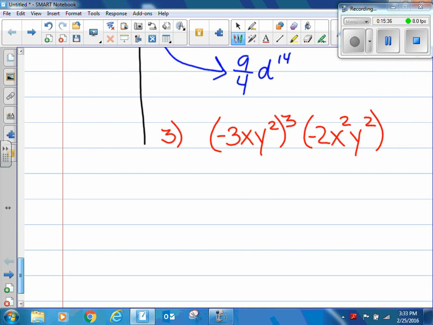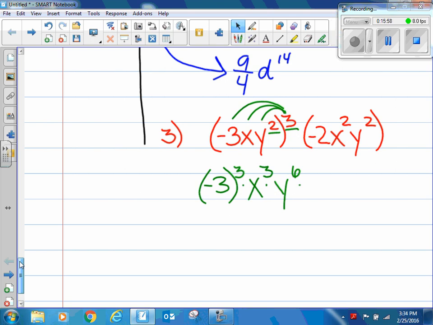Again, this starts off looking a little complicated, but really, let's just stick to the rules. First thing I'm going to do is bring this 3 inside to all the factors. Negative 3, notice the parentheses, cubed times x to the third, y, 2 times 3 is 6. Oh, this should be, hold on, this should have a squared out here. There we go. Again, this squared is coming into all those factors. Negative 2 squared, x, 2 times 2 is 4, y, 2 times 2 is 4.